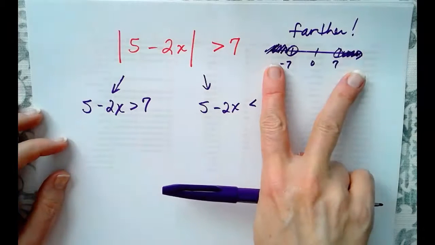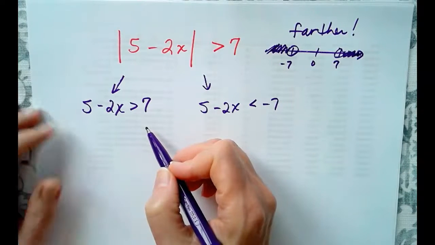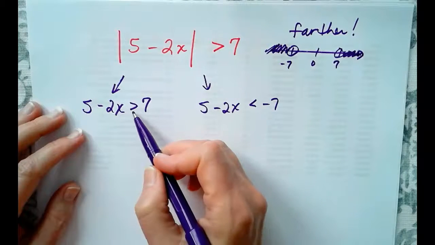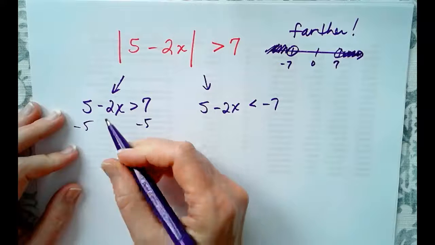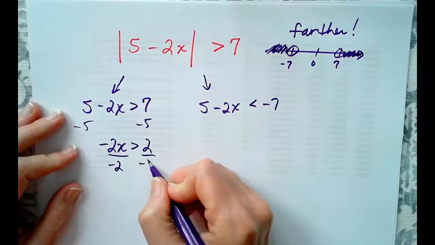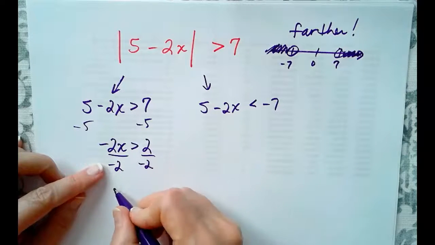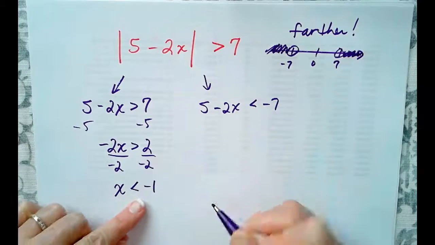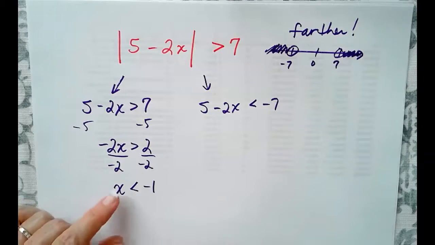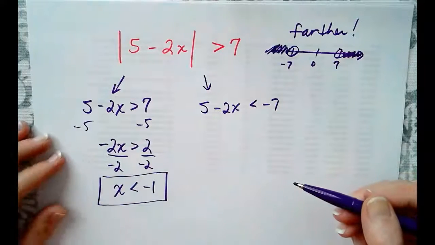So this isn't going to be a conjunction of sets, this is going to be a disjunction of sets. So let's solve for both intervals here. So 5 minus 2x greater than 7. So minus 5, negative 2x is greater than 2. Divide by negative 2. Once again, we're dividing both sides of an inequality by a negative. That will flip the inequality sign. So x is less than negative 1. So this is our first solution set or first interval.